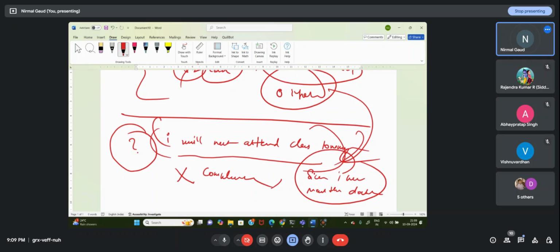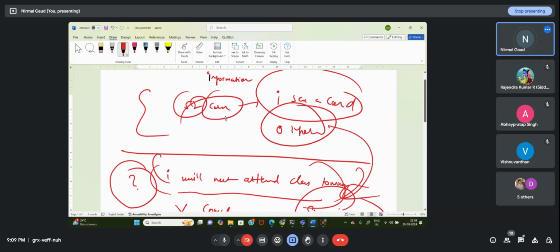Same thing in the cards example also. I see a card. What kind of card are you seeing? You have 52 cards, you shuffle them and pick a card. What kind of card is it? King, queen, joker, what is it? Tell me, so that I get the information.